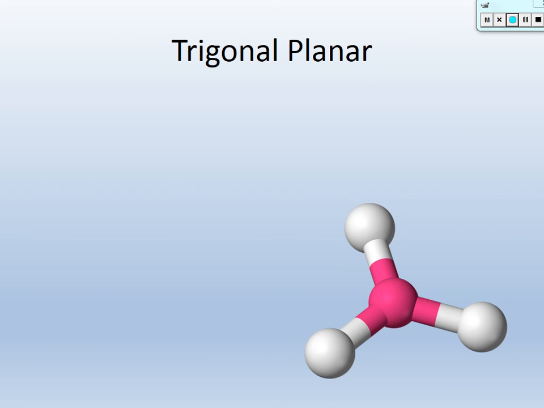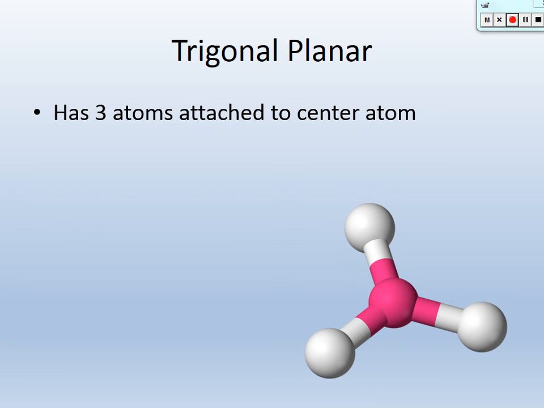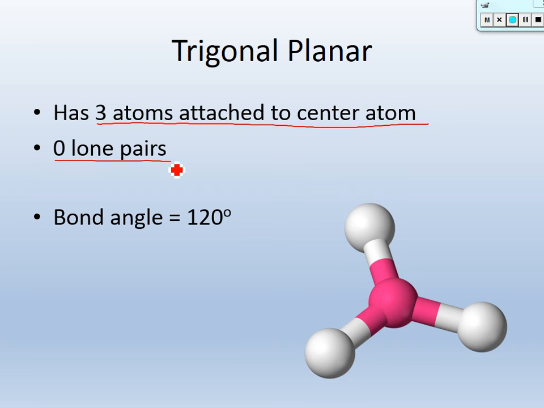Okay, let's go to the next one, trigonal planar. Trigonal planar has three atoms attached to the central atom. So in this case, three atoms will be attached to the central atom and zero lone pairs. Bond angles are 120 degrees, like a triangle. It kind of forms like this triangular shape. Bond angles are 120. Here's an example. If this was boron right here, and these three were fluorine, you have zero lone pairs. And so if you've got three atoms attached to the central atom and no lone pairs, then it's trigonal planar.